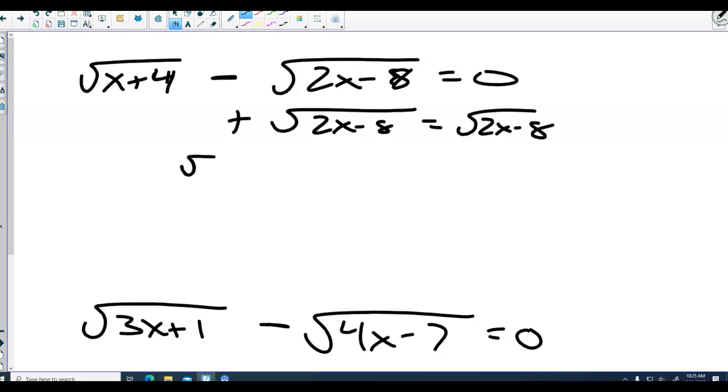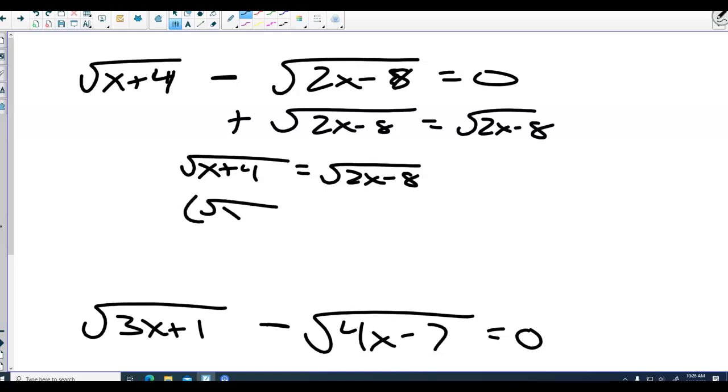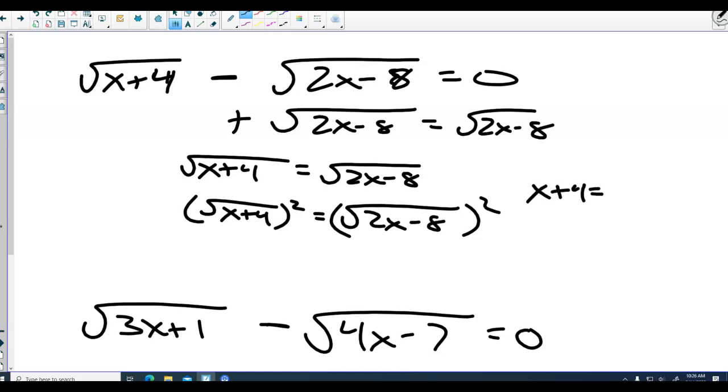So now I have a problem where I have radicals on both sides. That's going to be easier to deal with because how do we get rid of radicals? Square them. And in this way, we're just squaring both sides. It actually works out very nicely. So we end up with x plus 4 equals 2x minus 8. I subtract x, I get x. I add 8, I get 12.